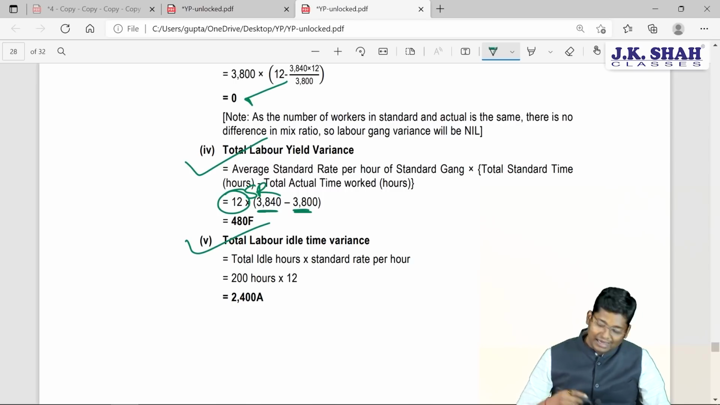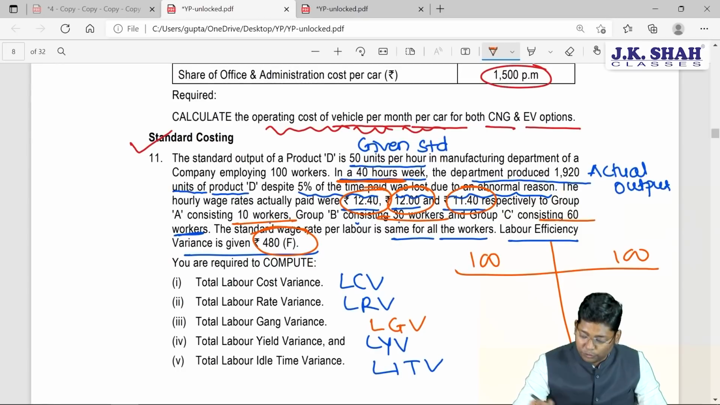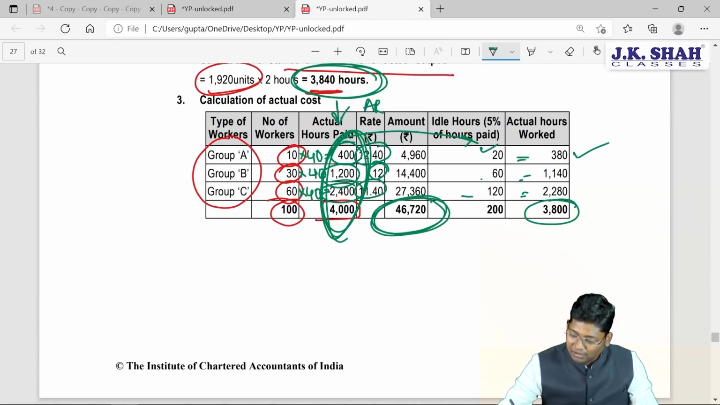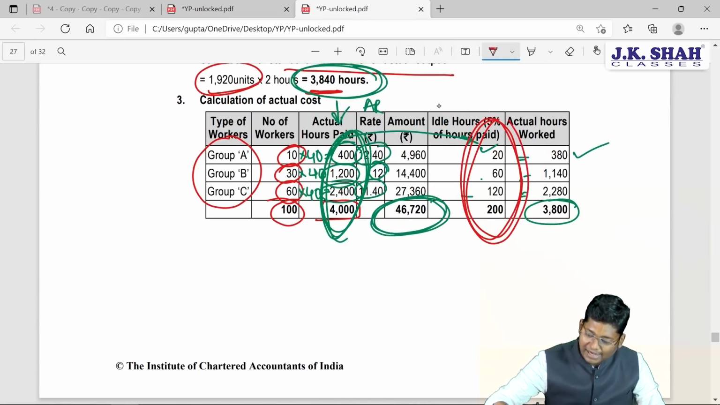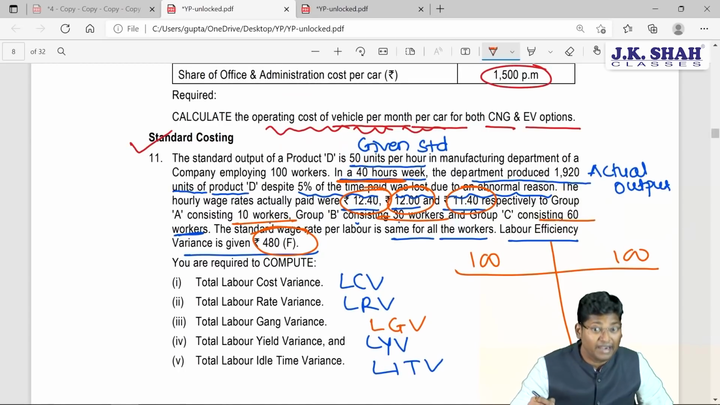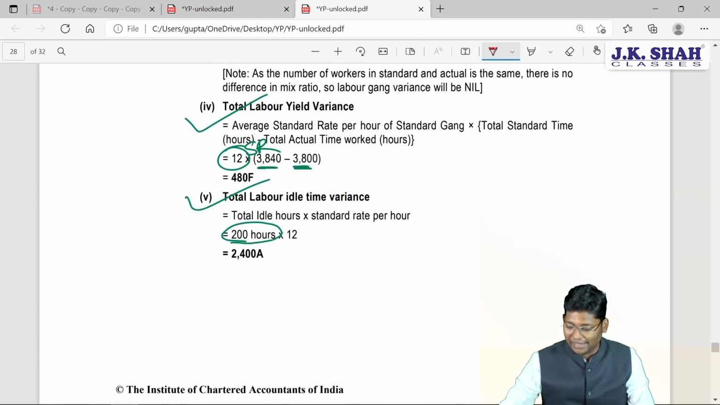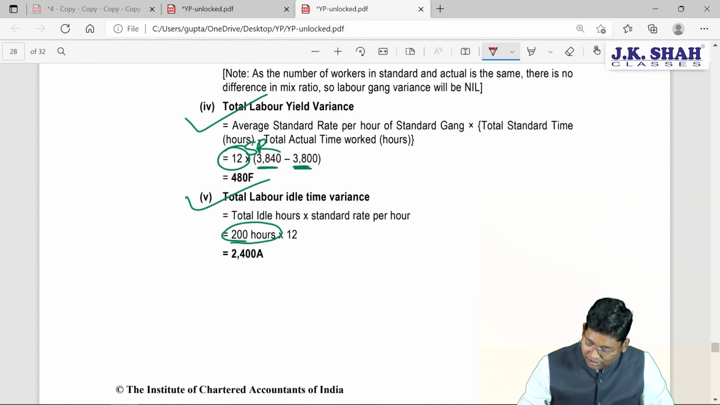And finally, labor hour idle time variance is simply calculated by considering total number of idle hours. Sir, from where they have taken this total number of idle hour? From working note number 1. You can check the table. Now here idle hours are recorded separately, and by adding up all the idle hours, we have taken 200 hours as the total of idle hours, and this 200 hours you should multiply with the standard rate so that you can get the answer, and this is the end of your standard costing.